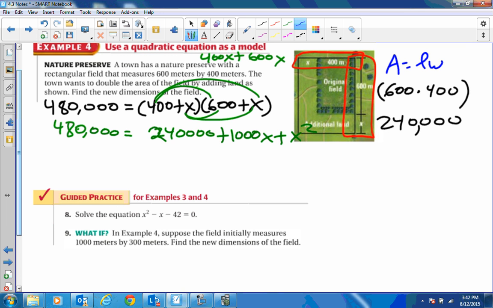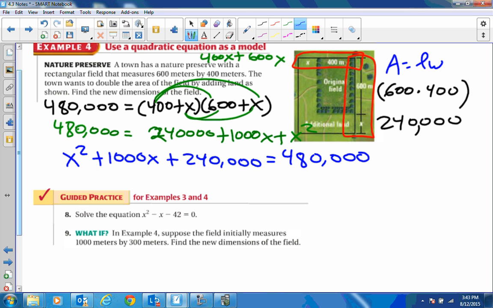So I'm going to rewrite this a little bit just to make it easier. We have x squared plus 1000x plus 240,000 equals 480,000. So then, on all these, we always need to set equal to 0. So to set equal to 0, we subtract 480,000.